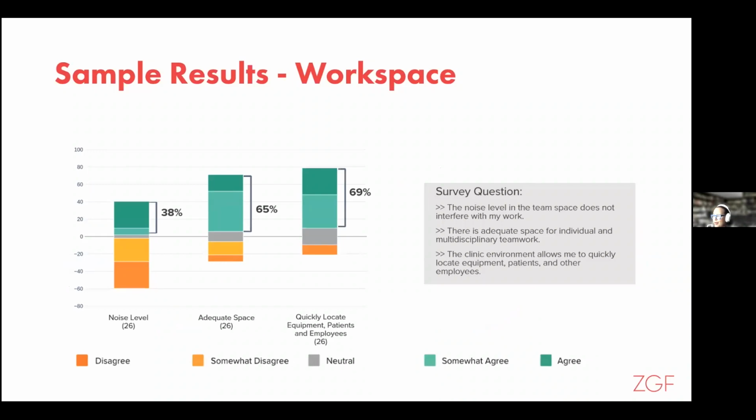Just an example of workspace. And so here again, this was for the clinic. One was the noise level. This was a pre-occupancy with their existing building. They were saying it's an open space, there's a high noise level that they felt interfered with their work. They did feel that their space had enough for both individual and multidisciplinary teamwork. They could do different types of activities. The clinic environment allows me to quickly locate equipment, patients, and other employees, so that they could understand the visibility.